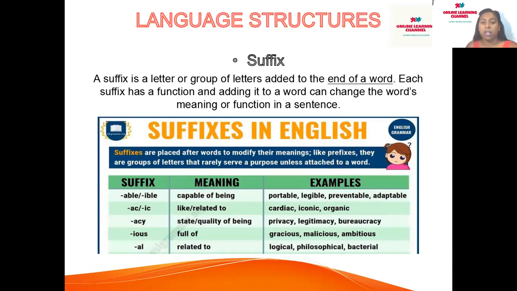Let's look at the first one, portable, right? They added able to the word port. Remember, it will give us a different meaning, like we said, it will change the meaning or function in a sentence, right? If we look at another one, ACY, right? It means state or quality of being, like privacy, right? There's more suffixes, there's many for you to read, you can go over them. So adding letters after a root word is a suffix. Very, very simple. Let's go on.